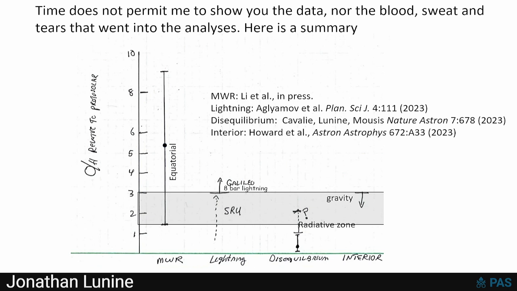And the other determinations are in between. So a reasonable conclusion for the bulk oxygen abundance in Jupiter, assuming that the interior and the atmosphere are connected to each other, is somewhere between 1.5 and 3 times solar.